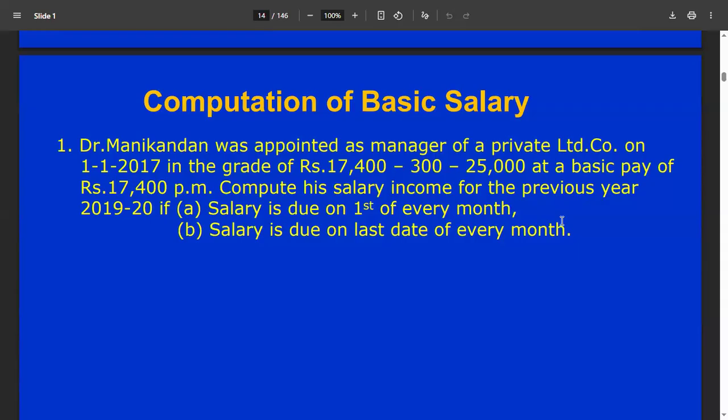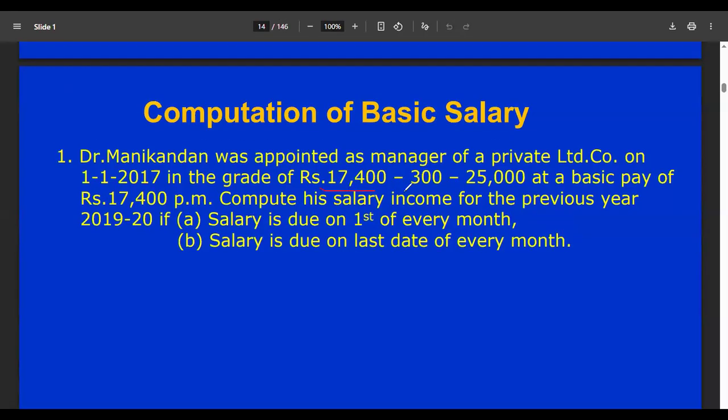Normally, when salary is quoted, the first part is called as a basic. The second part is called DA, and this part is called as a gross salary. Compute the salary income of previous year 19-20. So here I have to find the salary part. What is the scale? 17,400-300-25,000. So let's find out.